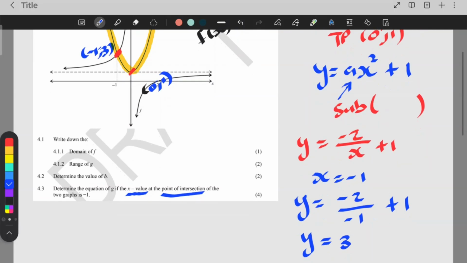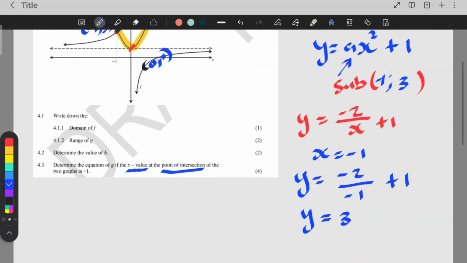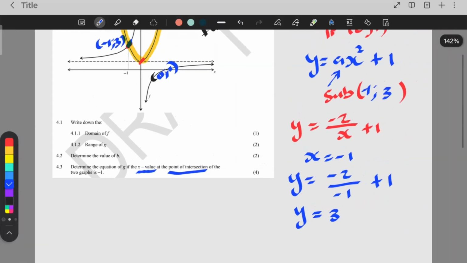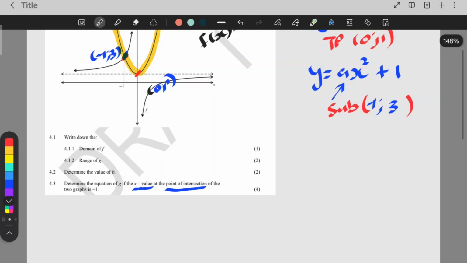So now I can sub in a point on the parabola because that point is on the hyperbola, but it is also on the parabola. So I'm going to sub in -1 and 3. You don't wrap that up there. You show all your work. So now I'm going to sub in. This is now the x and that's the y.